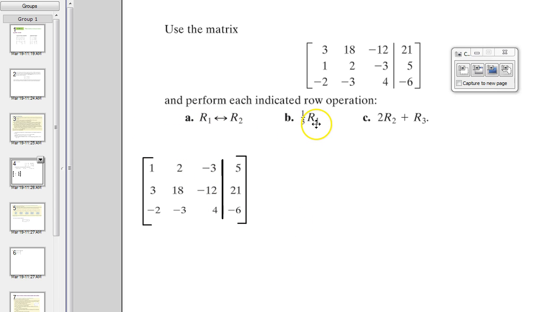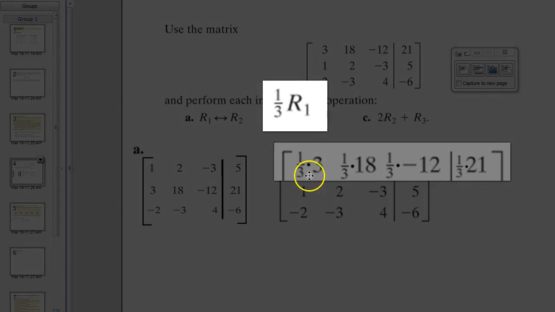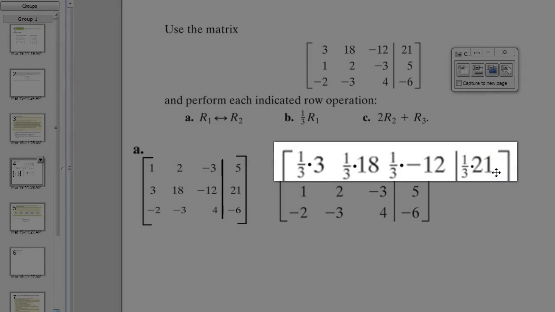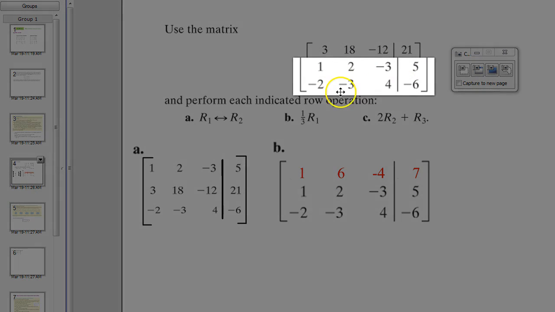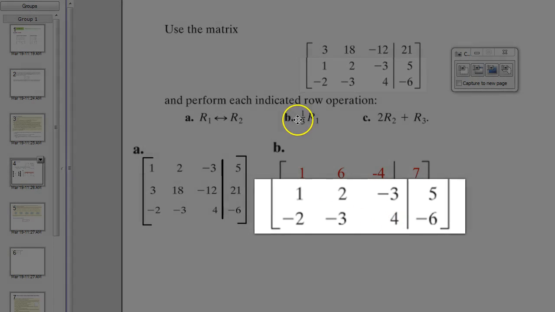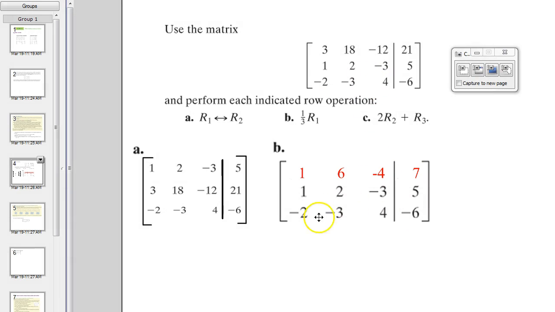Okay. B says 1/3 of row 1. So I'm going to take row 1, the 3, 18, the -12, and the 21. And all of them are going to multiply by a third. Same thing as dividing them by 3. And 3 divided by 3 is 1. 18 divided by 3 is 6. -12 divided by 3 is -4. 21 divided by 3 is 7. So I get 1, 6, -4, 7. And then notice the rest of the matrix just stays the way it is. So 1/3 row 1, I do that to the top row. But the other two rows stay exactly how they are, and they all have to be written in there for it to be that operation. I'm just doing it to one row, but the rest of the matrix is still there.